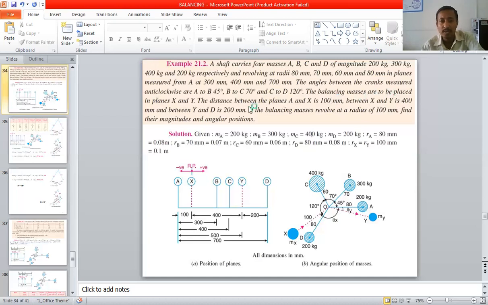The balancing masses are to be placed in the planes X and Y. So balancing masses should be placed on X and Y. The distance between planes A and X is 100 mm, between X and Y it is 400 mm, and between Y and D it is 200 mm. If the balancing masses revolve at a radius of 100 mm, find their magnitude and angular positions.